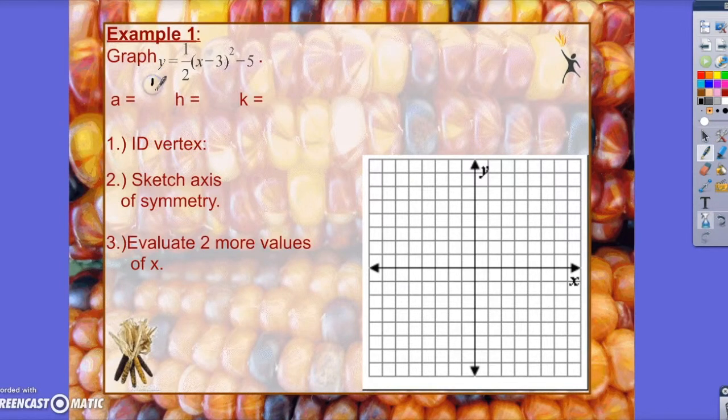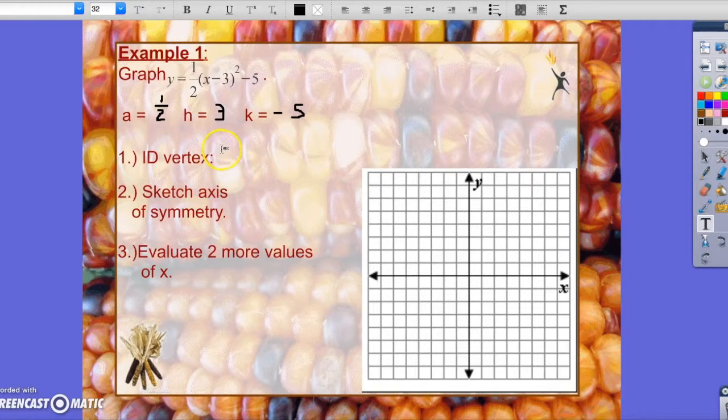A should be 1/2. H is 3. Be careful. It's always the opposite sign of what's in here because the minus is part of the formula. And k is negative 5. The number to the right is always exactly the same as it is.